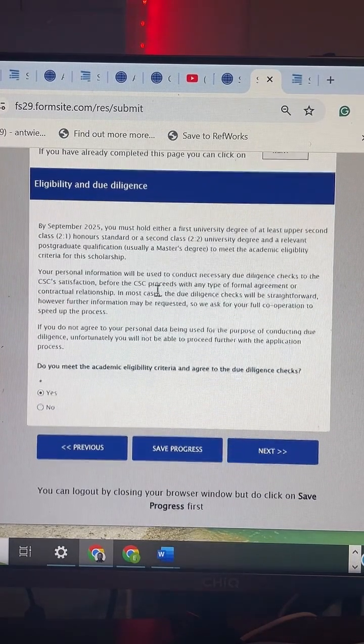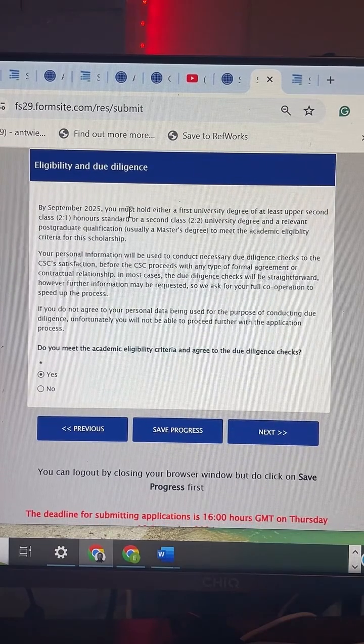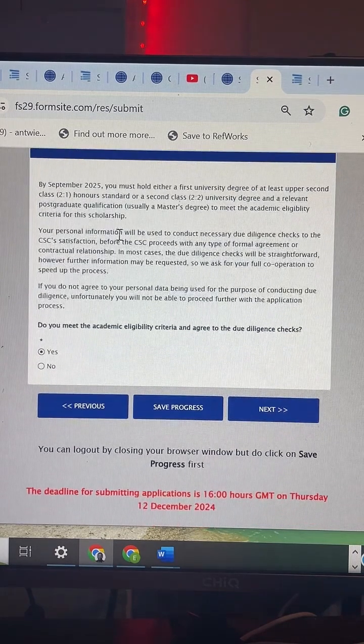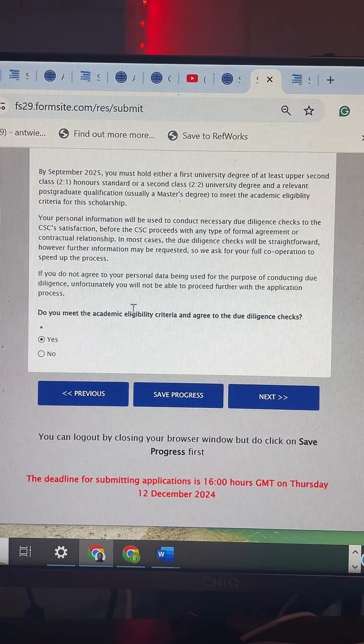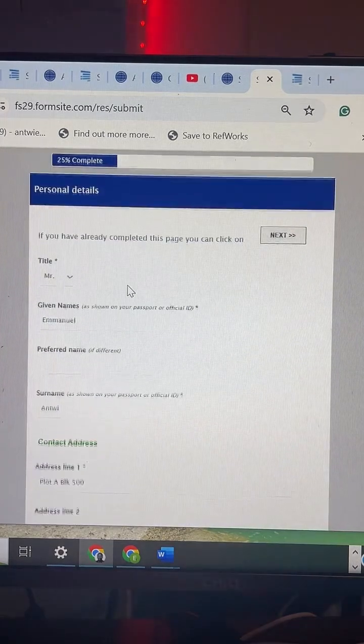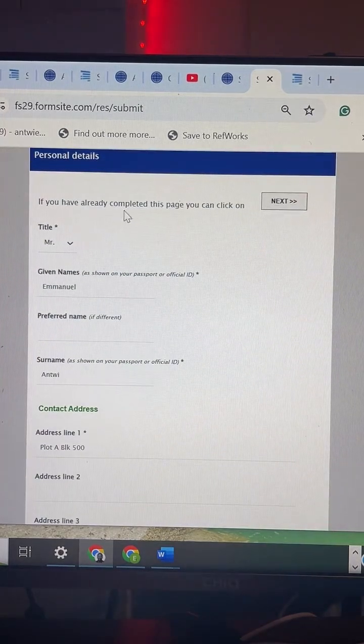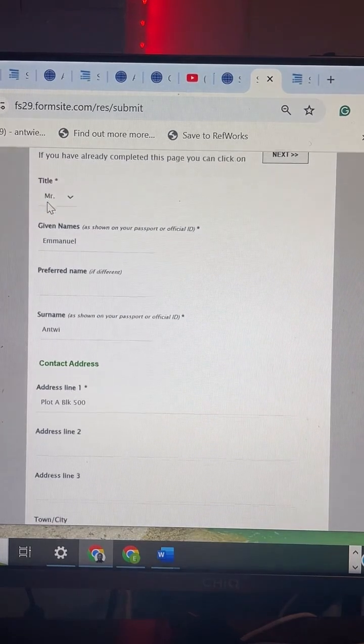So eligibility and due diligence. You read on all of this information. So by September, you must hold either a first university degree of at least an upper second and other. This information, we've already looked at it. And so your personal information will be used to conduct necessary due diligence and all that. So you just read this and then you accept. Do you meet the academic eligibility criteria and agree to the due diligence checks? Click on yes, and then you go on next.